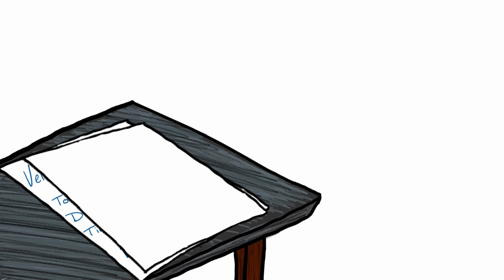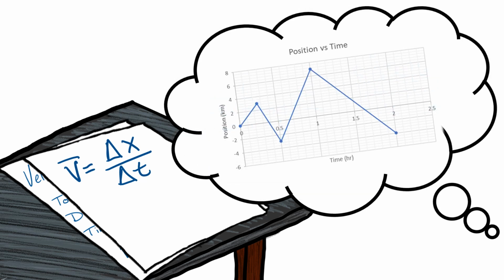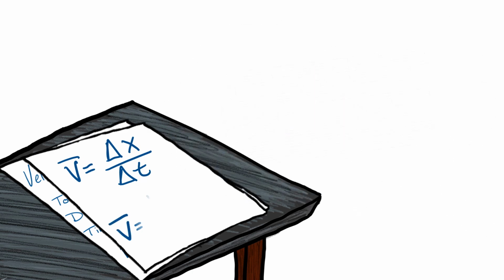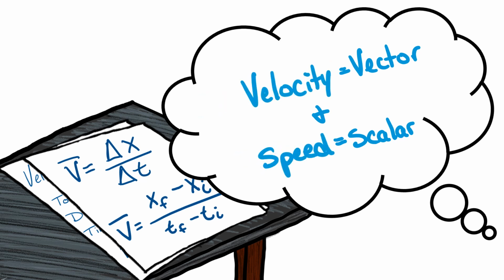Average velocity can be calculated by determining the change in position over a change in time. Yes, that's right, Alex. When we use a position versus time graph or displacement versus time graph, we calculate the velocity by determining the slope, which is why we refer to velocity as final position minus initial position divided by final time minus initial time. You got it, Alex. That's exactly it.